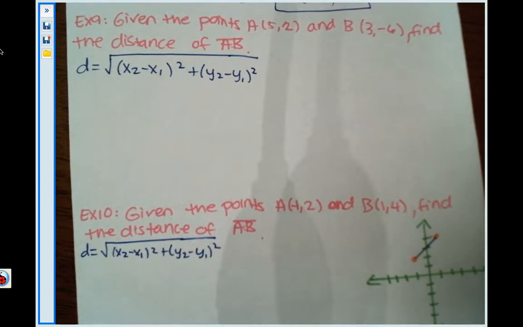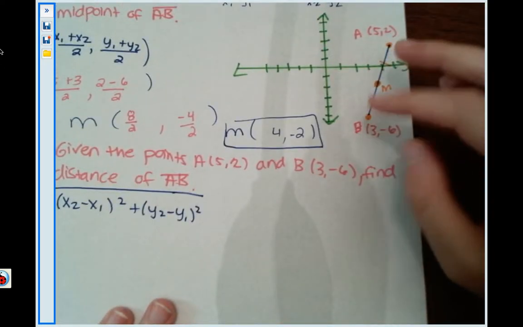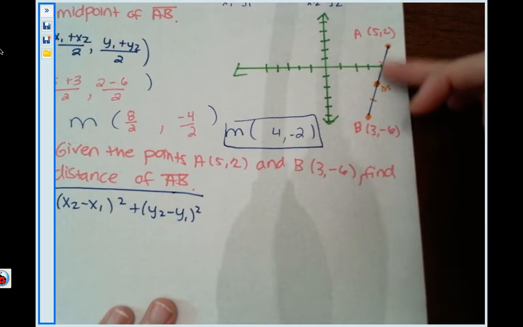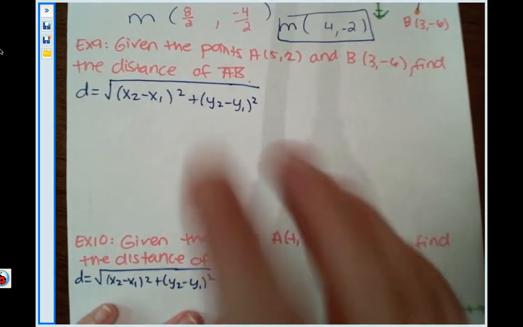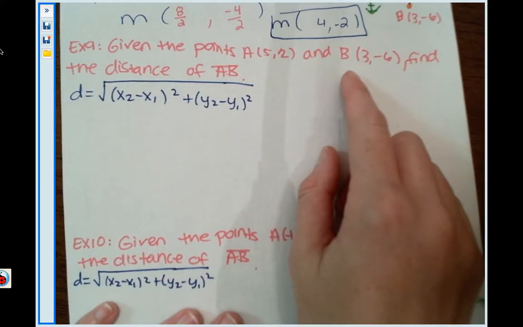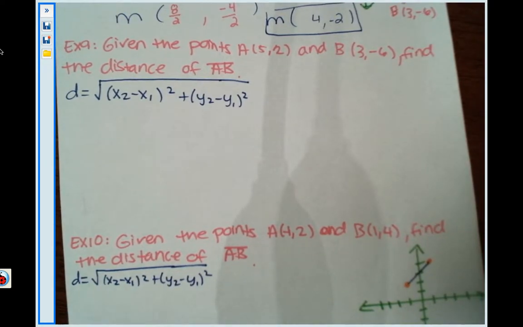You guys, example 9. We are now shifting gears to the distance formula, but we're still working in the coordinate plane. And this problem is actually using the same points as the last one, the A and the B, but now instead of finding the midpoint, we're going to find the distance of the segment. So get excited. Alright, so it says given the points A, which are located at (5, 2), and B, which are located at (3, -6), find the distance of segment AB.